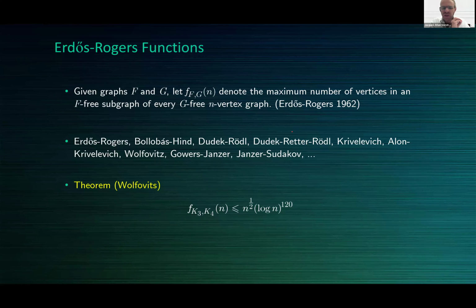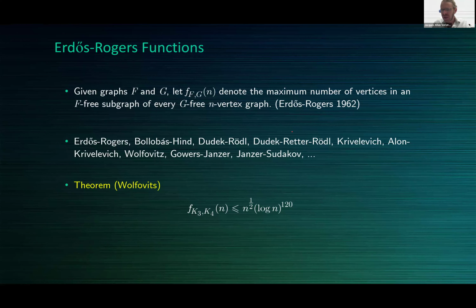I'm only going to be able to mention some salient results. One of them is this result due to Wolfowitz that says that if you look at f of k3 k4, it's at most about n to the half times polylog n. So what is this again? Let's refresh. It's saying in any k4-free graph, how large a k3-free subgraph can I find? What this says is you might not be able to guarantee more than about n to the half polylog n. There is a graph where there is no larger k3-free subgraph, and yet the graph is k4-free.